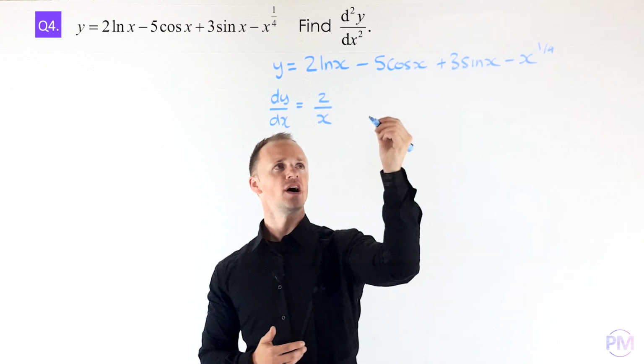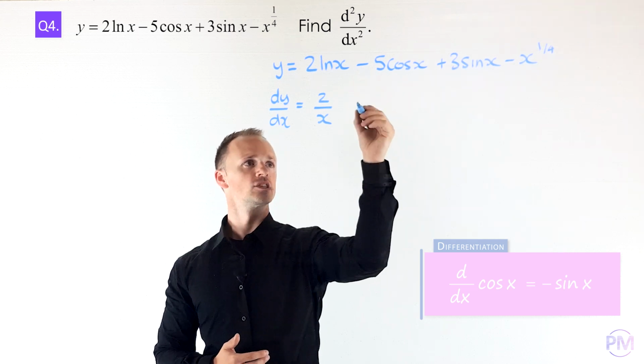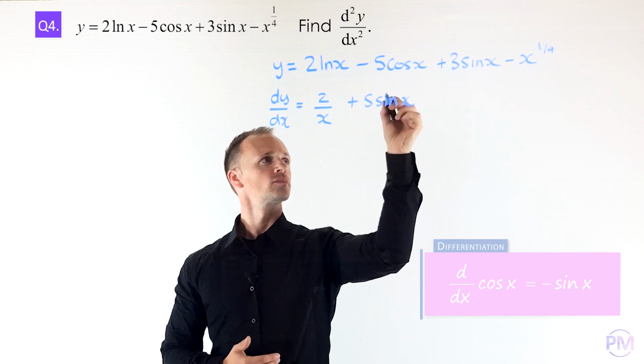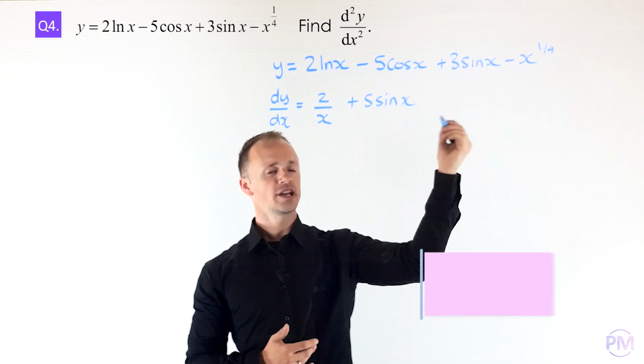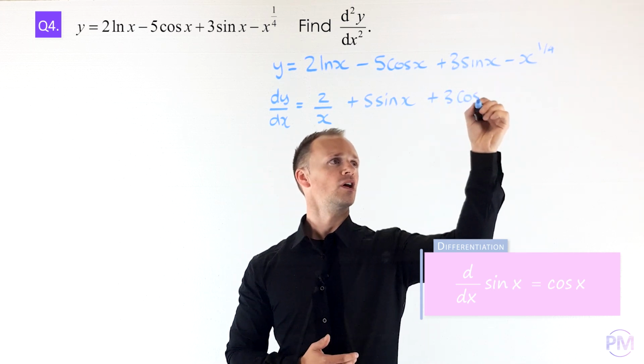We've got minus 5 cos x. Cos x differentiates to minus sin x, so that's going to change the sign here to plus 5 sin x. We have 3 sin x. Sin x differentiates to cos x, so this just becomes plus 3 cos x.